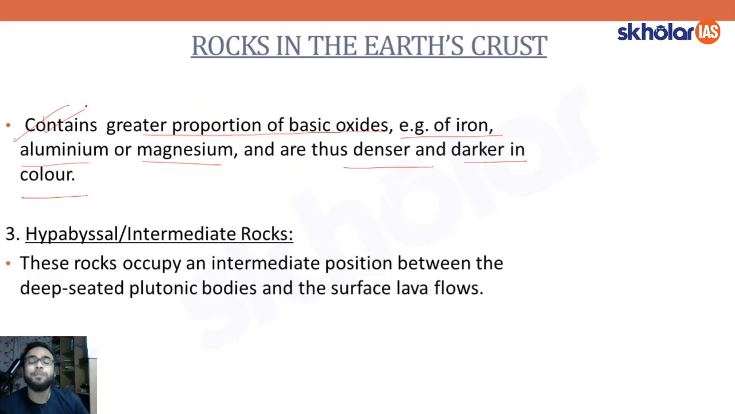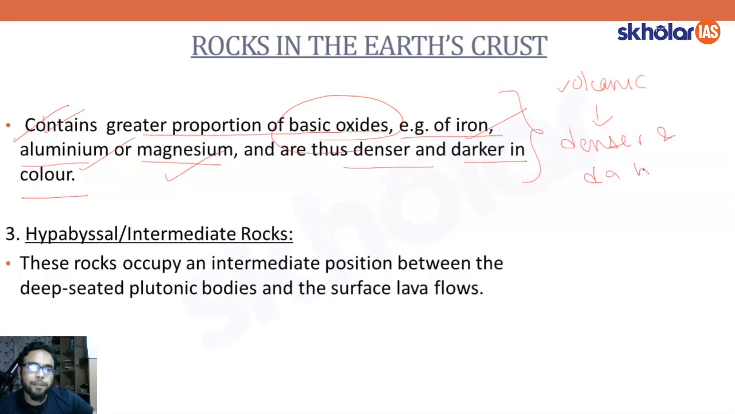This means what? This means that the volcanic rocks will have a greater proportion of basic oxides like iron, aluminium and magnesium. So because of this, what happened? Because of these, volcanic rocks or extrusive igneous rocks will be denser and darker.